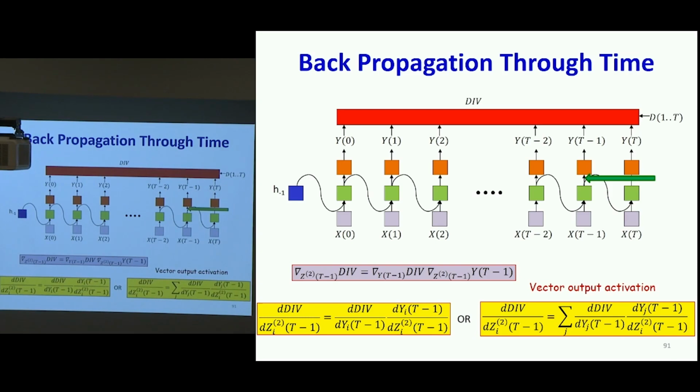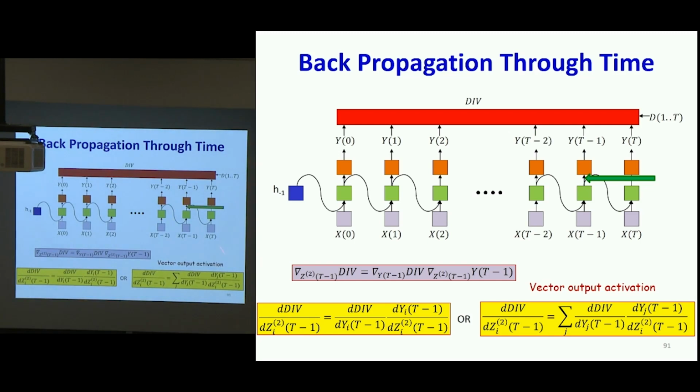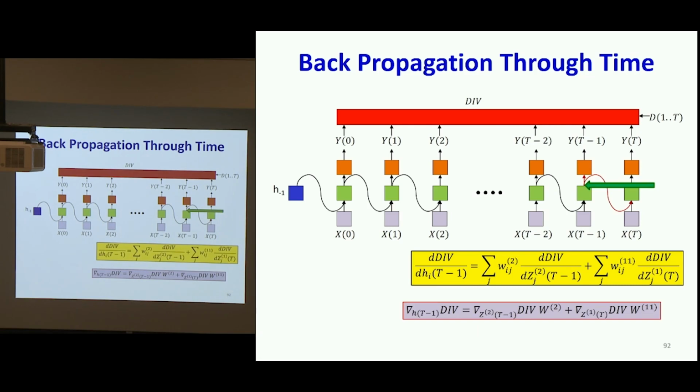Then it gets interesting. I can come back here, and this is the second line. I locally come down and compute the derivative with respect to the z over here, which is simply the derivative of the divergence with respect to y_t minus 1 times the Jacobian of this box. Now I can compute the derivative with respect to this h, but here's where it gets interesting. I would have asked you to help me, but you're all asleep, so I will answer myself. This h actually goes out two ways, so there are two derivatives flowing back in. This derivative is the derivative at z2 times w2, plus the derivative at z1 times the recurrent weight.